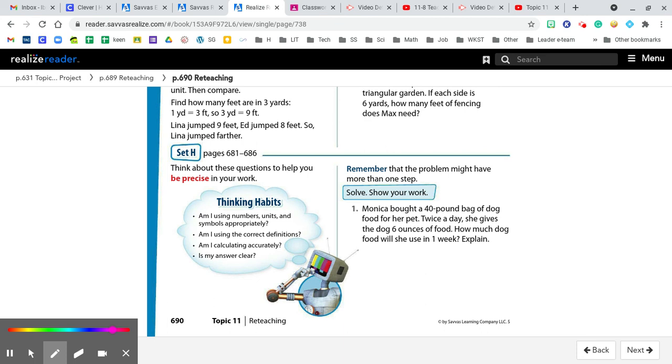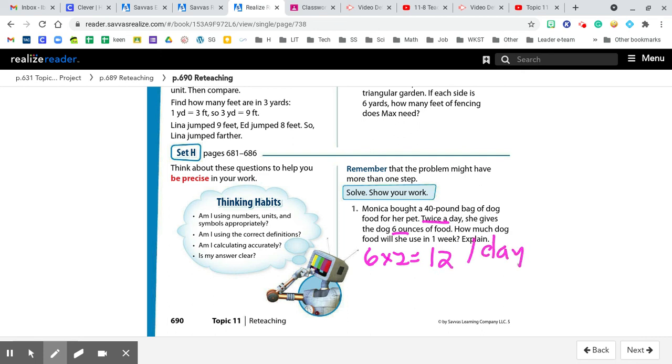So each day she's going to use twice a day. So twice a day, she gives 6 ounces. So we're going to do 6 times 2. So we find the dog eats 12 ounces per day. And in a week, we do 12 times 7 equals 84 per week.